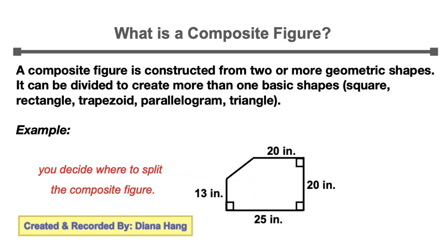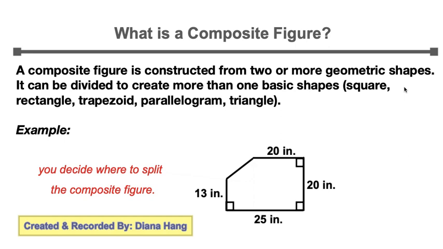In this video tutorial, I'll be talking to you about what is a composite figure and how do we find the area of a composite figure. So let's start with the definition. A composite figure is constructed or made up from two or more geometric shapes.